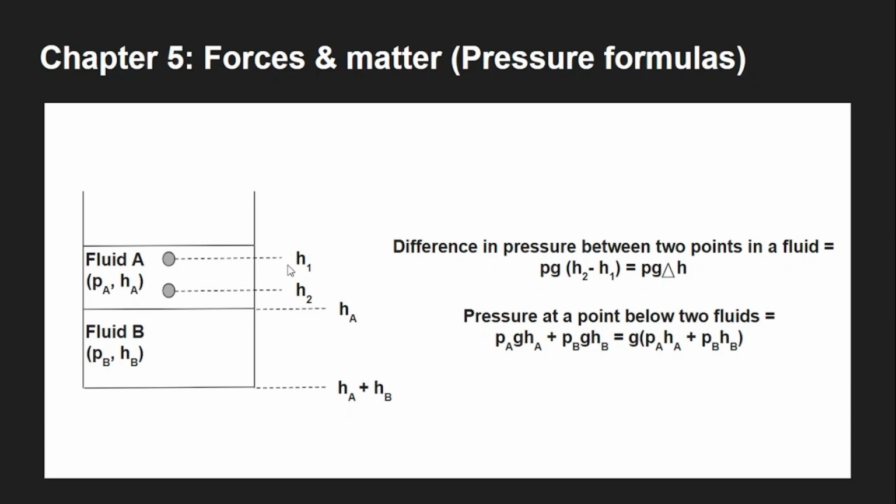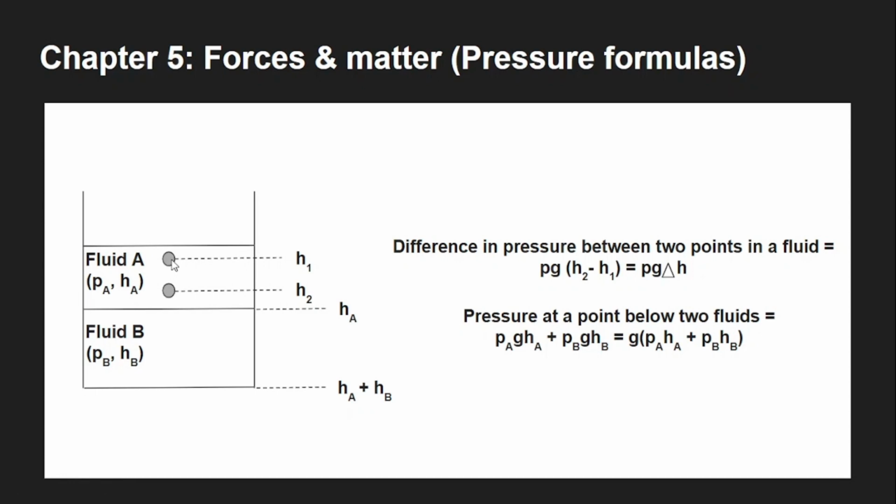Firstly, when the object is at a depth of H1, and secondly, when the object is at a depth of H2. So if I wanted to know the difference in pressure between the 2 points in a fluid, so this is just the object within one fluid, which is fluid A, which has a density of rho A and a total height of HA. If I just wanted to know the difference in pressure between these 2 points, I would try to find the pressure at the bottom point, because it should be higher, and subtract the pressure at the top point from it. So that would be essentially rho A G H2 minus rho A G H1.